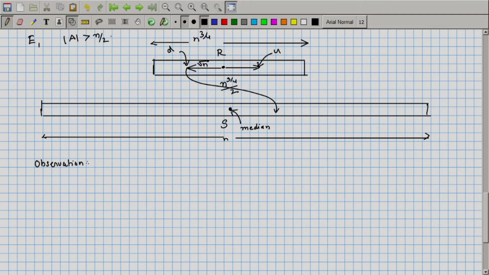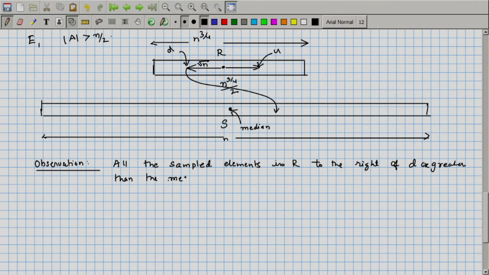I will write it as an observation. All the sampled elements in R to the right of D are greater than the median. Therefore, at most n raised to 3 by 4 by 2 minus root n elements can be smaller than the median.